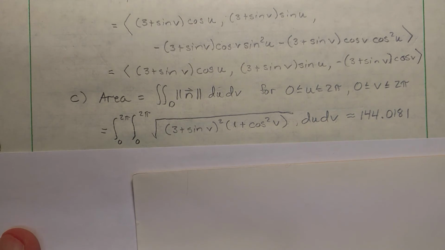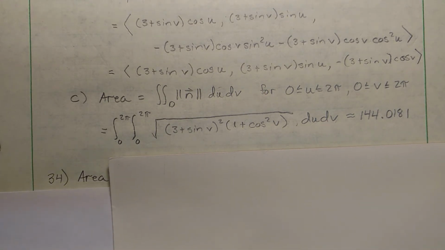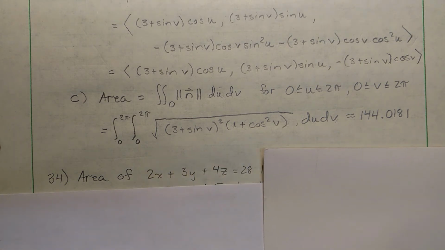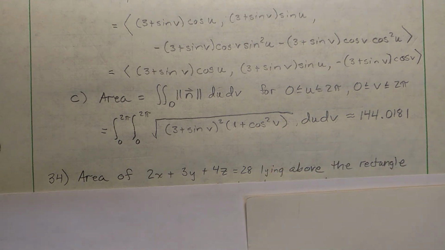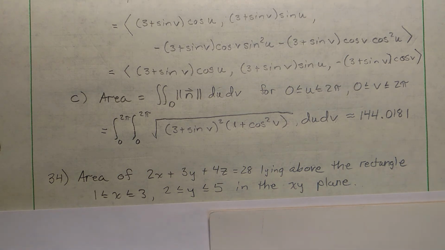Let's go ahead. That's our one there. It's calculator 1. Now let's look at 34. So 34, we're also finding area, but notice right here we've got an expression, x, y, z. Usually when we have this situation, that's a good hint that we're going to be using equation number 9. We're going to have to re-express z in terms of x and y. And so we know this is going to be lying above a rectangle that's in the xy plane.